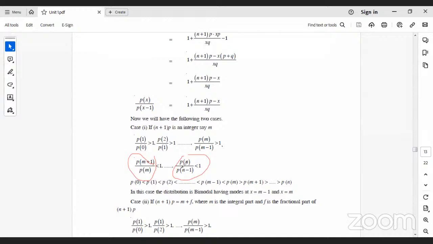అంటే ఈ 0 నుంచి m వరకు లెస్ దాన్ అవుతుంది, m plus 1 నుంచి greater than అవుతుంది. So pm greater than pm plus 1, greater than pm plus 2, and so on, greater than pn. So in this case the binomial distribution has modes x is equal to m minus 1 and x is equal to m, we are taking here.